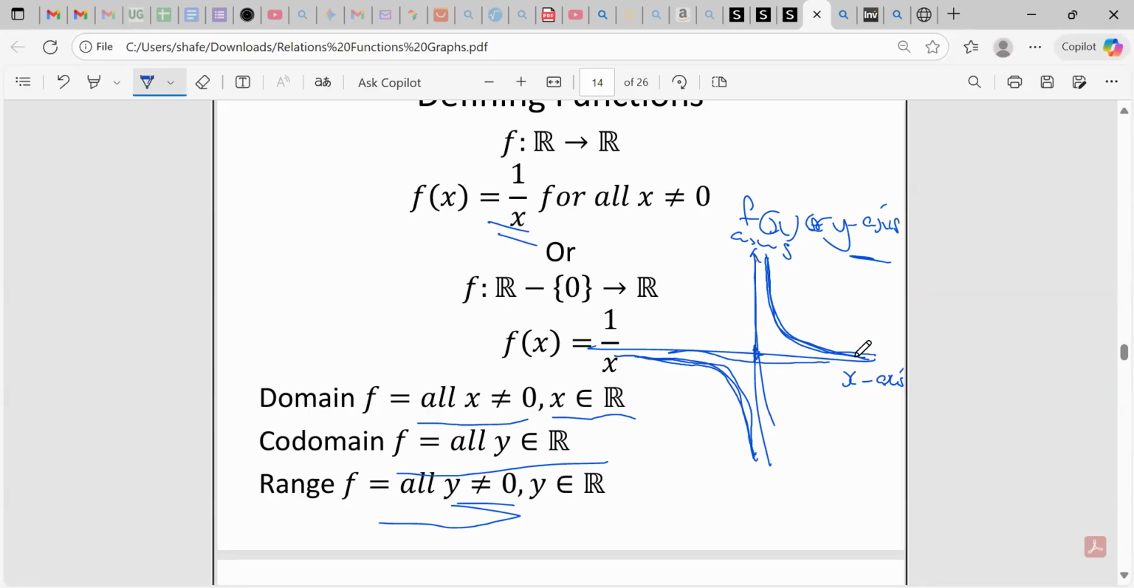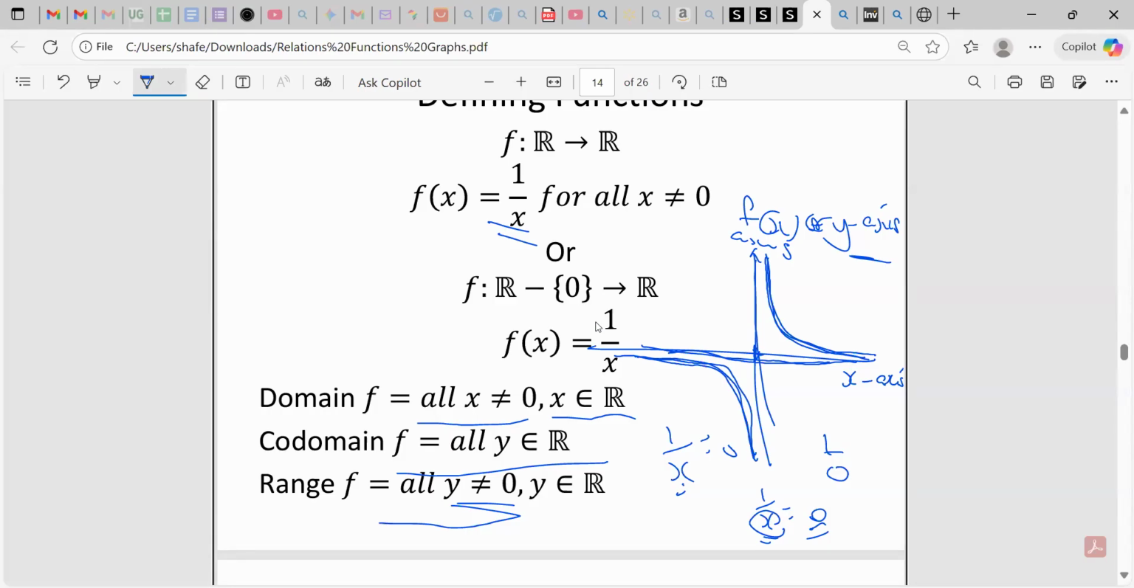Similarly, y can't be 0 either. I can't put any value for x here that will give me 0, right? So while I can't put 0 here, I also can't put a value for x that gives 0. There's no value of x for which the output of this function is 0. And that's why, again, there's a break on the graph here. The graph comes down, but never touches the x-axis.